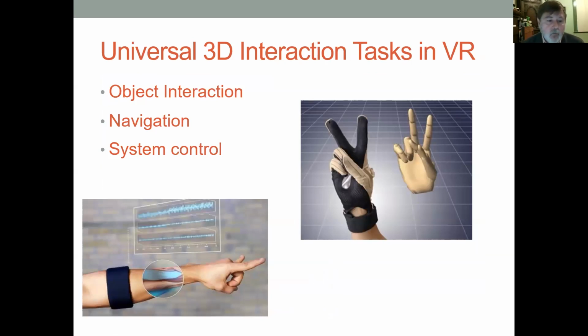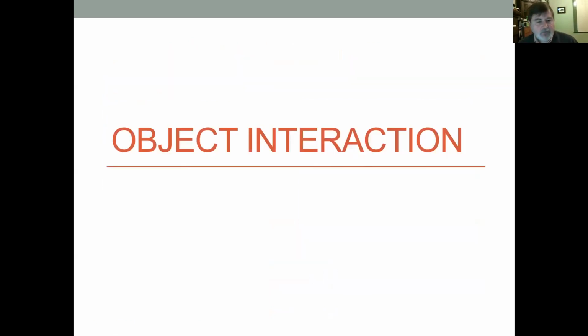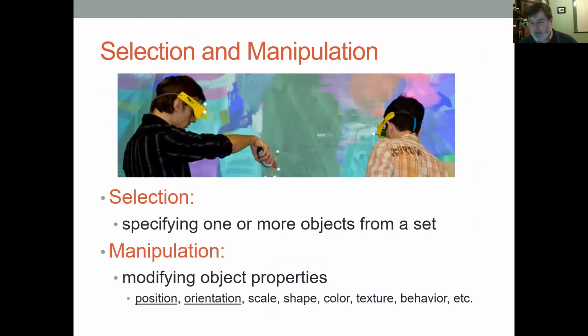So you need to do 3 things if you're going to interact in a VR system. You need to interact with objects, you need to navigate, move around in the world, and you need to control the application as an application outside of the world itself. You need to load worlds, you need to save files, whatever. Okay, so some things about interaction. So interaction can be broken down into 2 major tasks: selection and manipulation.